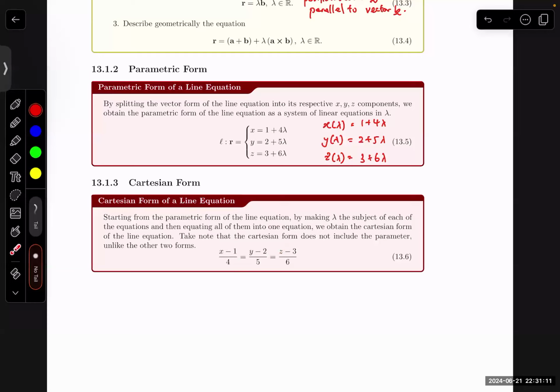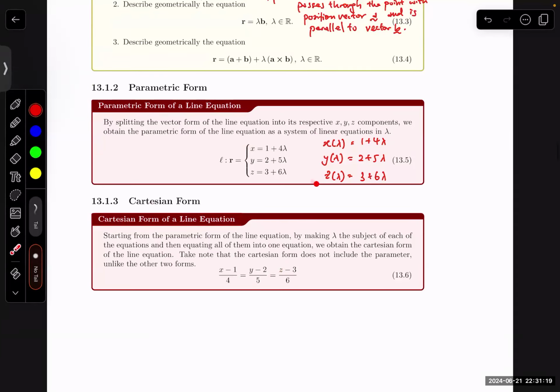Otherwise, it's useless. So what we really need to know is how to turn it into this. In this case, it's just from your parametric equations, make lambda the subject, and equate all of them. This is how you get the Cartesian form.